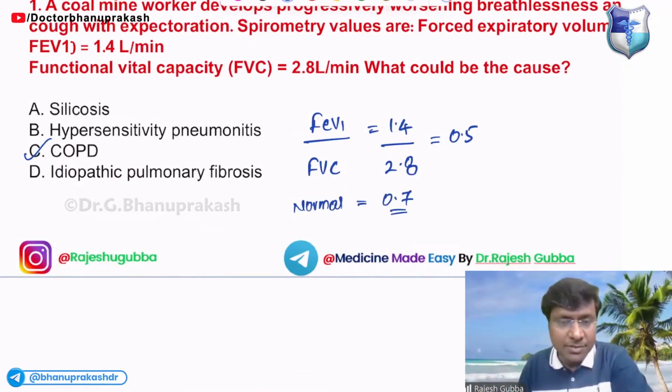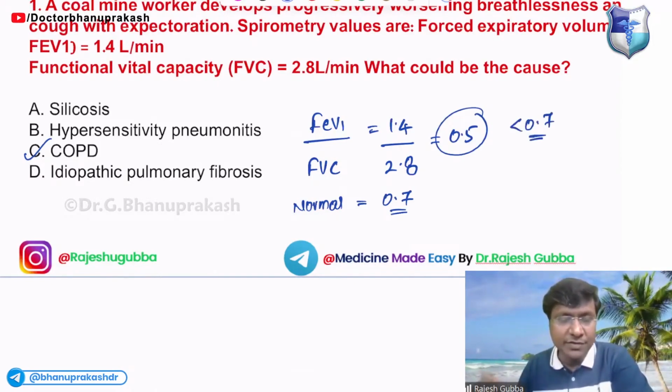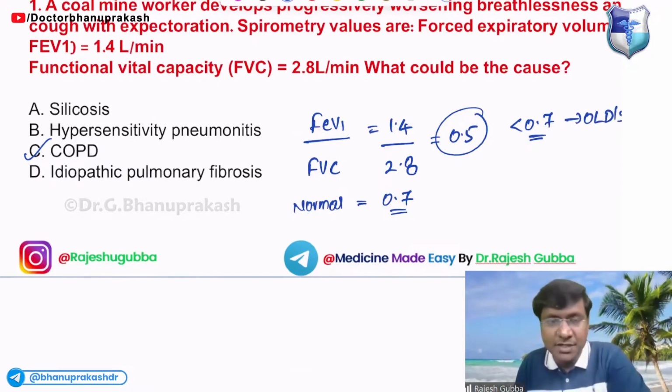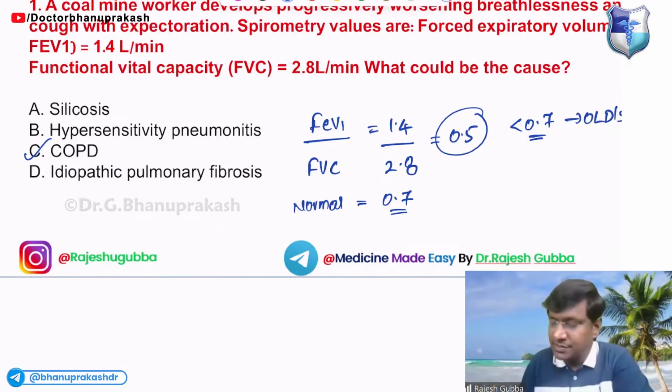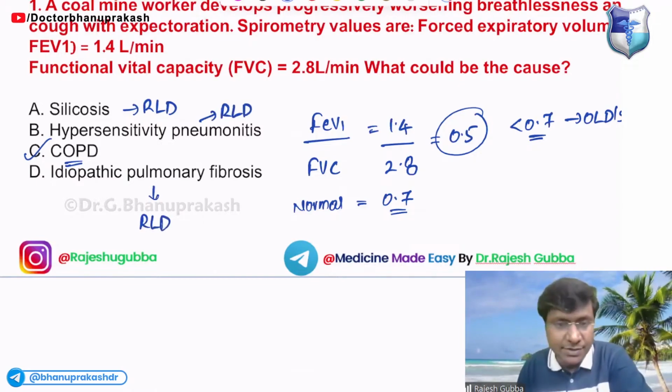And here, how much is the value of FEV1 by FVC? It is less than 0.7. In which type of disorders will you have the FEV1 by FVC less than 0.7? You will have this in obstructive lung diseases. Among the options given, COPD is an obstructive lung disease, whereas silicosis is a restrictive lung disease. Hypersensitivity pneumonitis is also a restrictive lung disease, and idiopathic pulmonary fibrosis is also a restrictive lung disease.